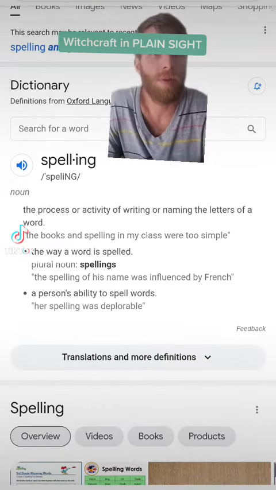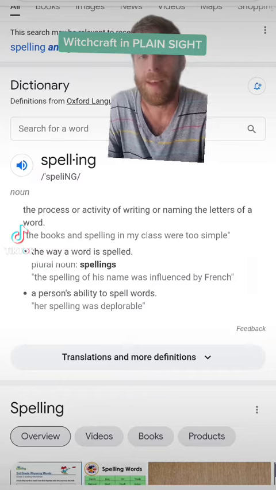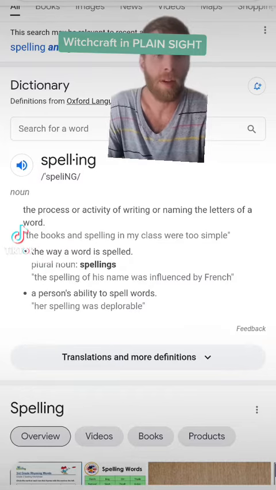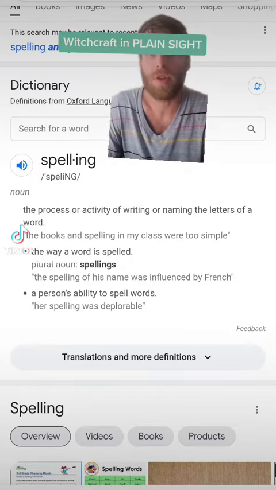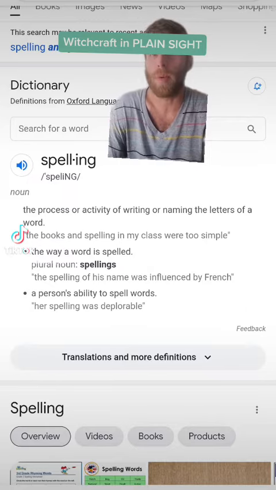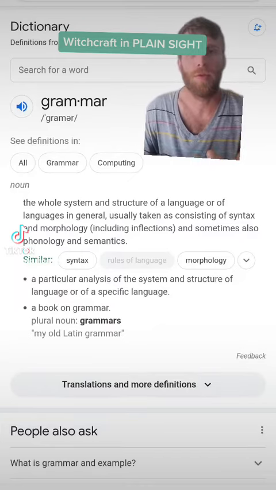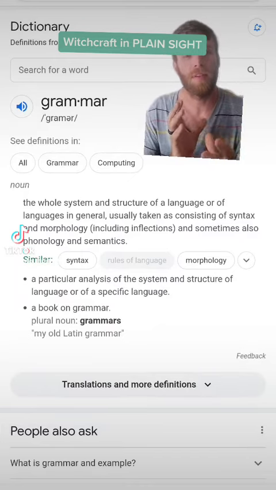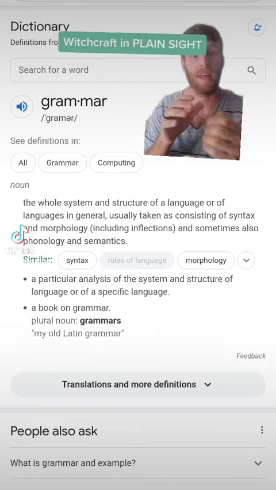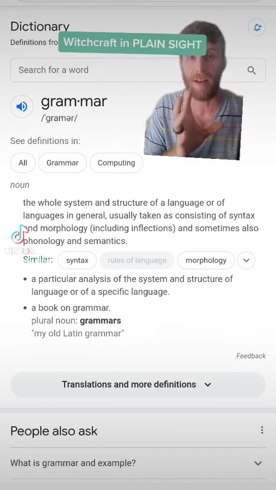If any one of you went to any kind of mainstream public education system, or you were lucky enough to be homeschooled, then I'm sure you learned how to spell or use proper grammar. Spelling, of course, would be used to form cohesive sentences, and grammar, as it is stated in the definition here, the whole system and structure of a language in and of itself.